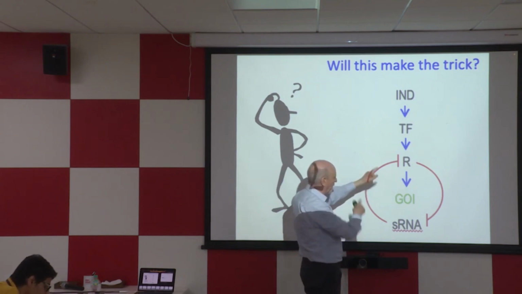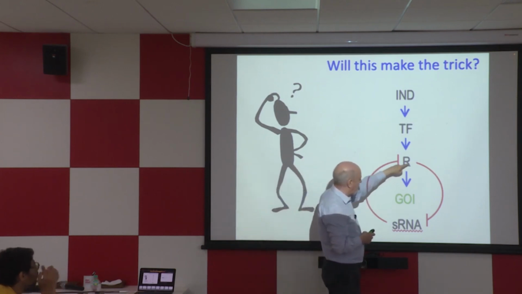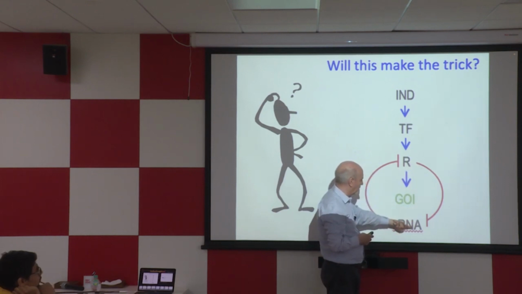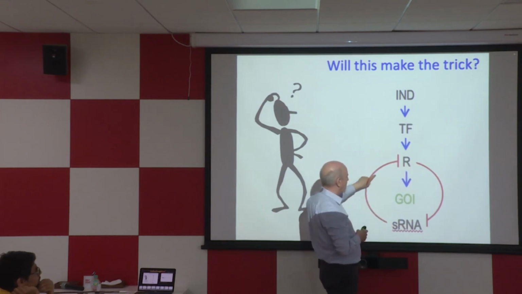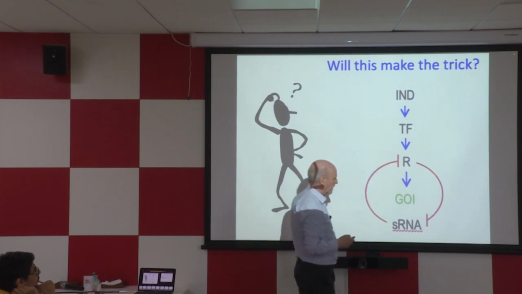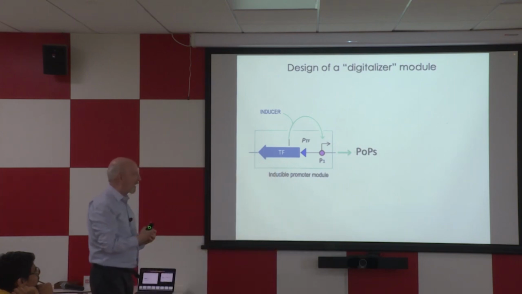But what if we make a circuit, a rational circuit, in which at the same time that you produce R, this R will produce a small RNA that will inhibit expression of R itself. What would be the consequences? Then this is what happens. Okay, so let's suppose that we organize this type of circuits.